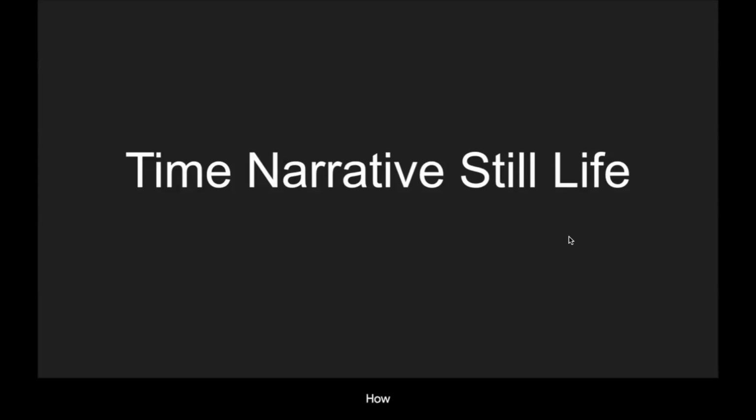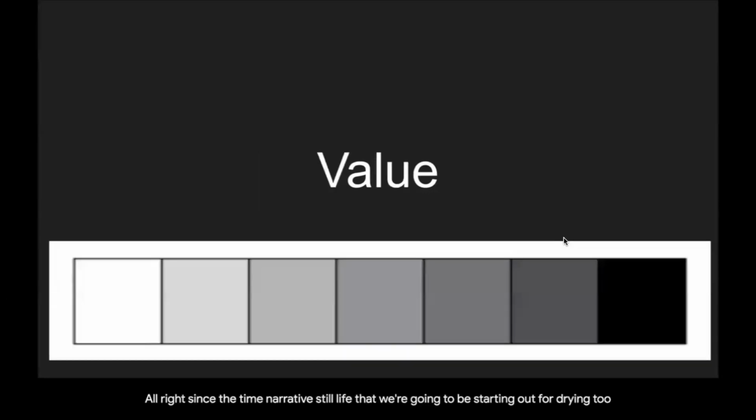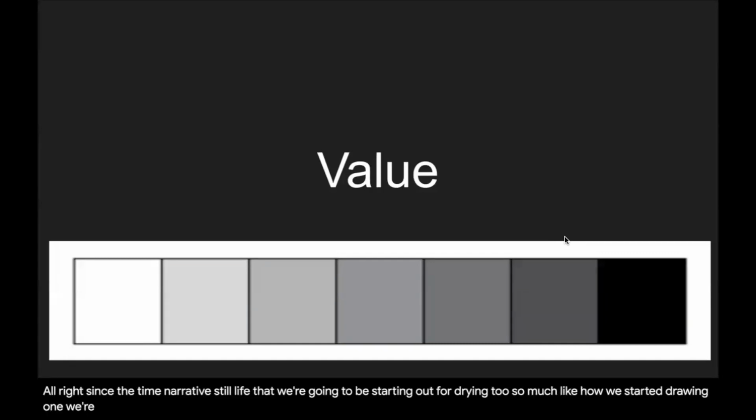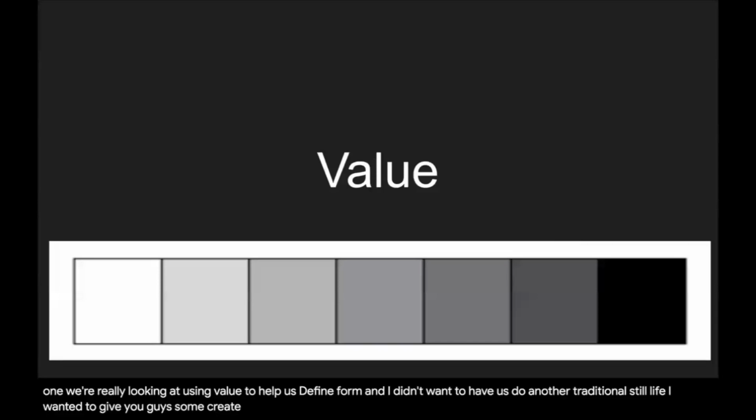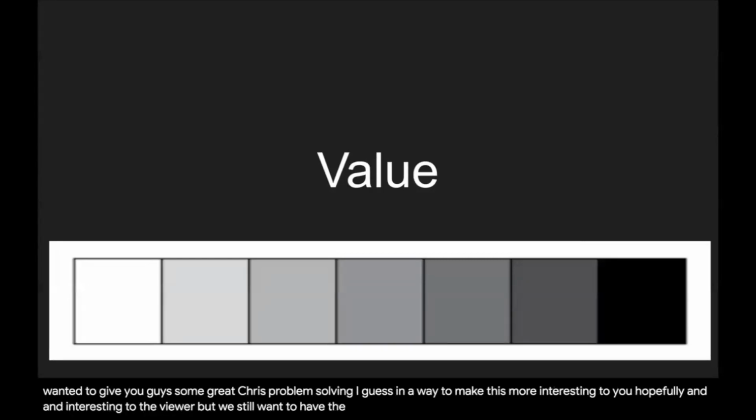All right, so this is the time narrative still life that we're going to be starting out for drawing two. So much like how we started on drawing one, we're really looking at using value to help us define form. And I didn't want to have us do another traditional still life. I wanted to give you guys some creative problem solving, I guess, and a way to make this more interesting to you, hopefully, and interesting to the viewer. But we still want to have the central theme of value.